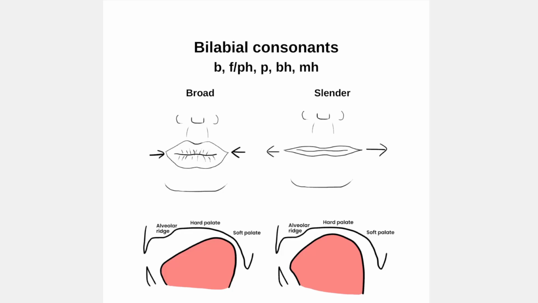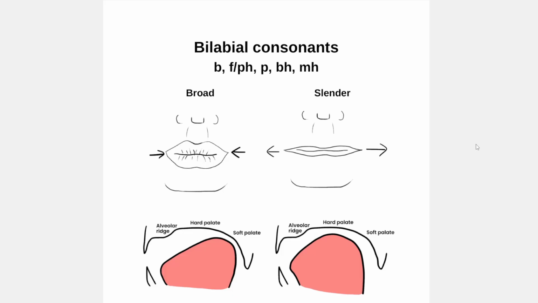So I'm going to talk about the bilabial consonants in Ulster Irish, which in spelling are represented by B, F, PH, P, BH, and MH. So the important things to notice when you're distinguishing between broad and slender bilabial consonants are the shape of the lips and the position of the body of the tongue.